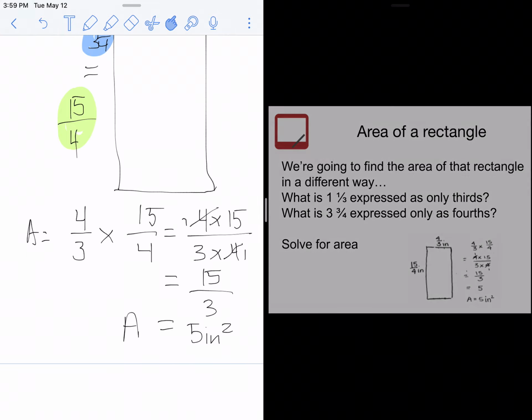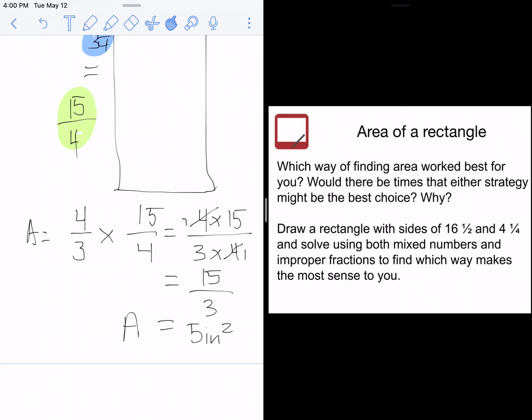All right. So which way of finding area worked best for you? And would there be times that either strategy might be the best choice? Possibly. Okay, so now we're going to move on to problem number 2.